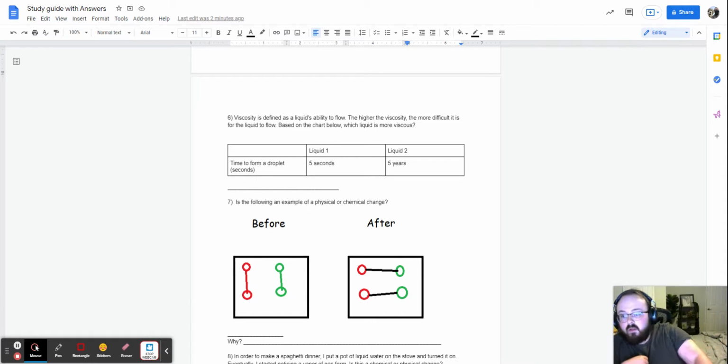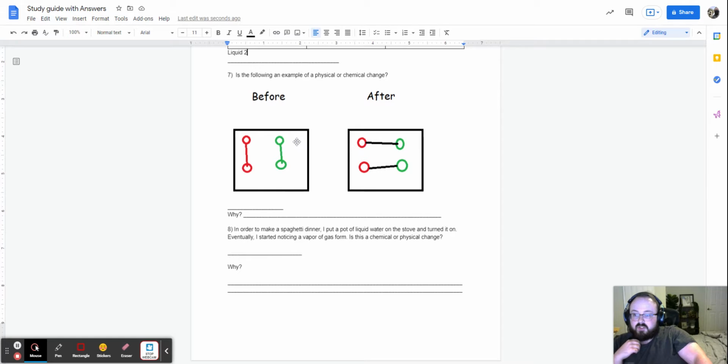So if it takes less time to form a droplet, it's flowing faster, right? It's making droplets faster. It's flowing faster. So this would have a lower viscosity. If it takes 5 years to form a droplet, think about the pitch that took 10 years. It is a very, very viscous material. It does not flow very fast, which would mean it is very viscous. The answer would be liquid 2 because it takes so much longer to form a drop and to flow. All right?